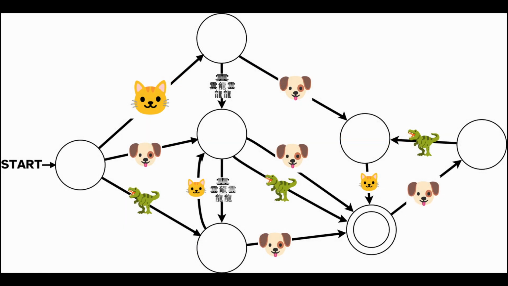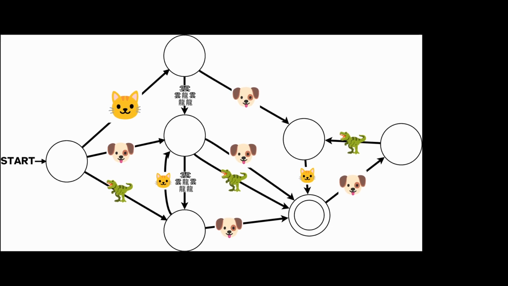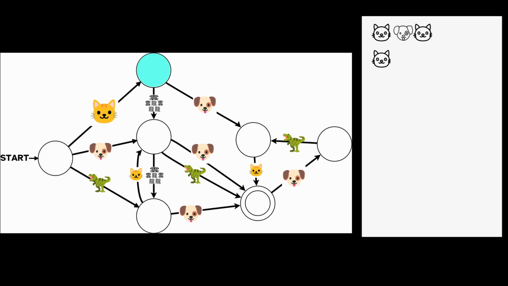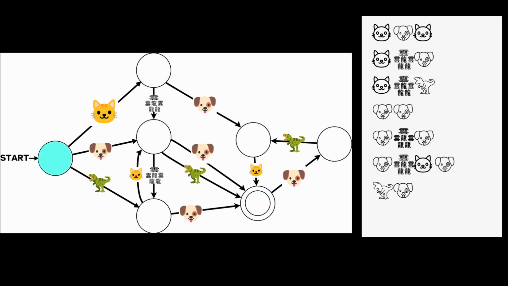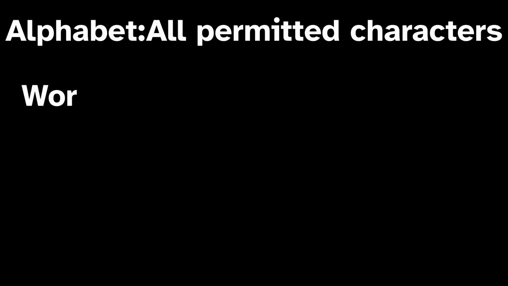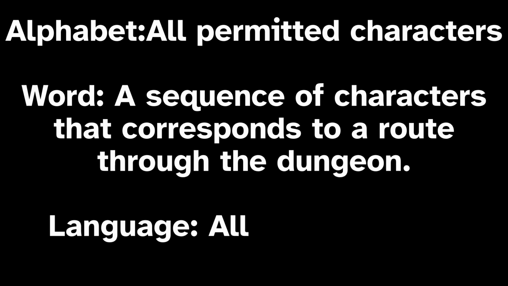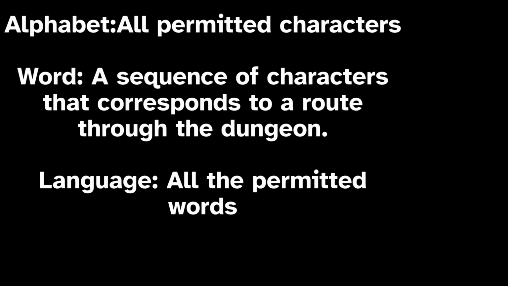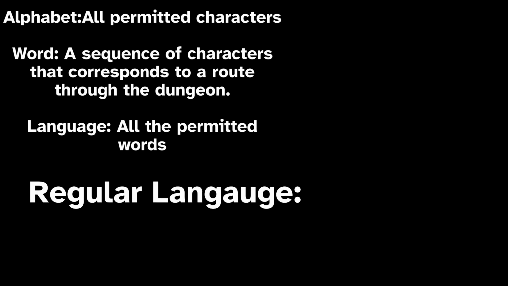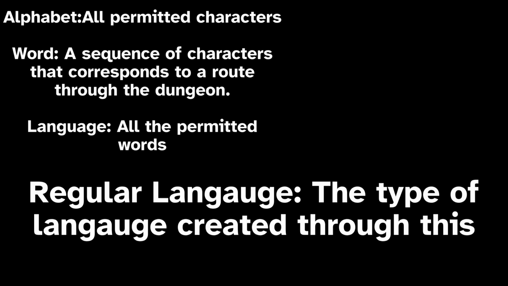A winning path through this dungeon is called a word. We can create a list of all these words. You can notice by making use of loops within the dungeon, there are an infinite number of possible words. We call this list of all possible words a language. Because languages created this way are rather simple and have regular patterns, we call these languages regular languages.